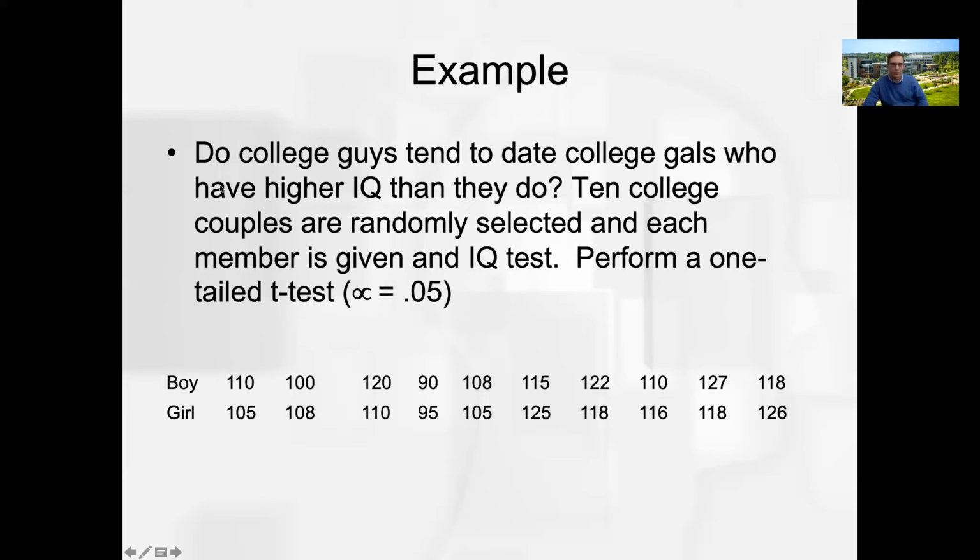So here's an example. Question, do college guys tend to date college gals that have higher IQs than the guys have? 10 college couples are randomly selected and each member is given an IQ test. Perform a one-tail t-test at the alpha of 0.05. And so here are the 10 samples, right? So this would be 110 IQ for the guy, 105 for the girl, 100 for the guy, 108 for the girl, etc. Right? And so let's actually go ahead and calculate this.